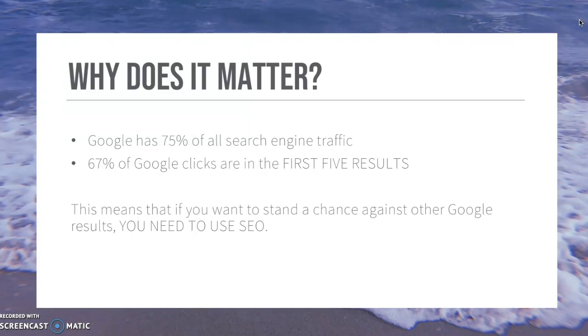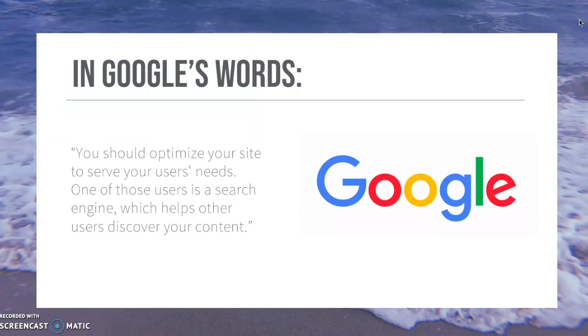So why does this matter? Basically, Google has 75% of all search engine traffic, and 67% of Google clicks are in the first 5 results. So that means that if you want to stand any chance at all against the other Google results, you need to start using SEO on your website. In Google's words, you should optimize your site to serve your users' needs. One of those users is a search engine, which helps other users discover your content.